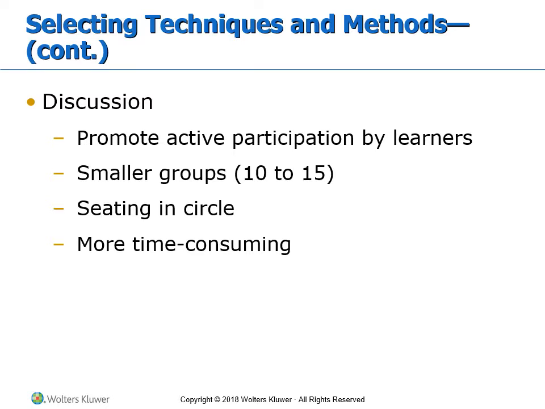Next we have discussion, which promotes active participation by the learners, and this is done in smaller groups, so between 10 to 15 students. We recommend sitting in a circle, since we're having a discussion with everyone providing input. Sitting in a circle and being able to see other group members is essential, but it is much more time consuming. So again, as you've increased the effectiveness, you now have a problem, which is it's more time consuming. So again, there's always a trade-off.